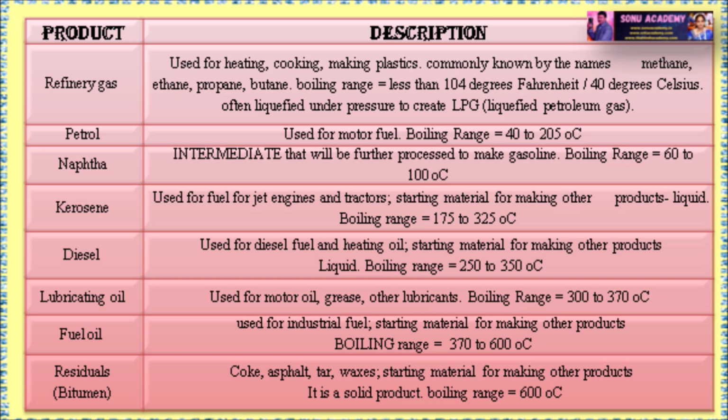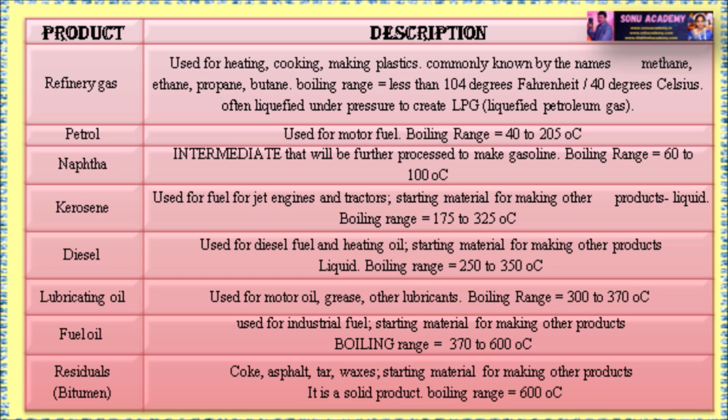Now let us discuss the next product of petroleum, petrol. Petrol is used as motor fuel. Boiling range from 40 degrees to 205 degrees centigrade. Naphtha is an intermediate that is further processed to make gasoline. Boiling point ranges from 60 to 100 degrees centigrade.